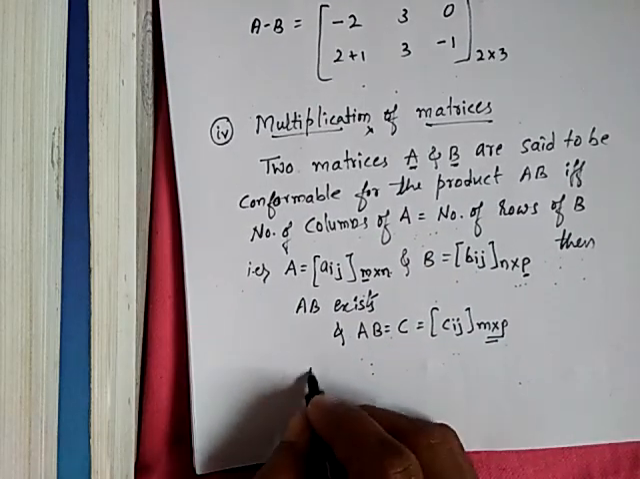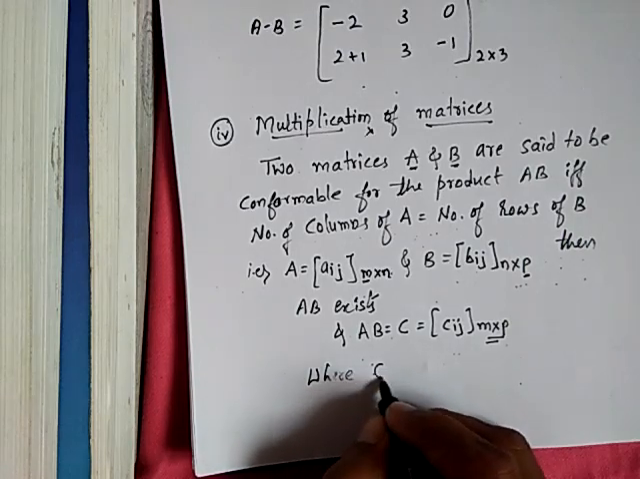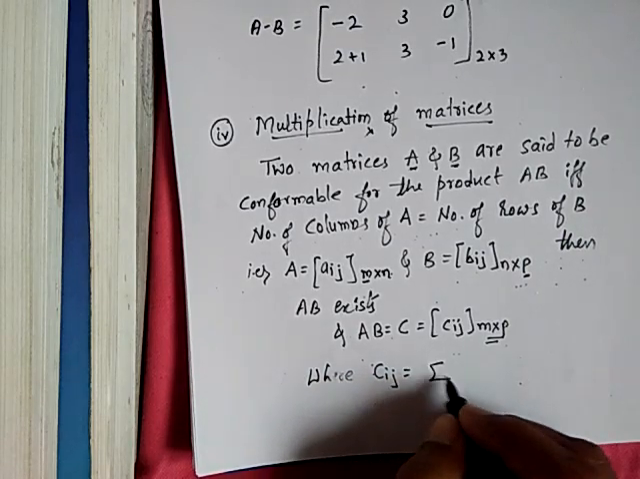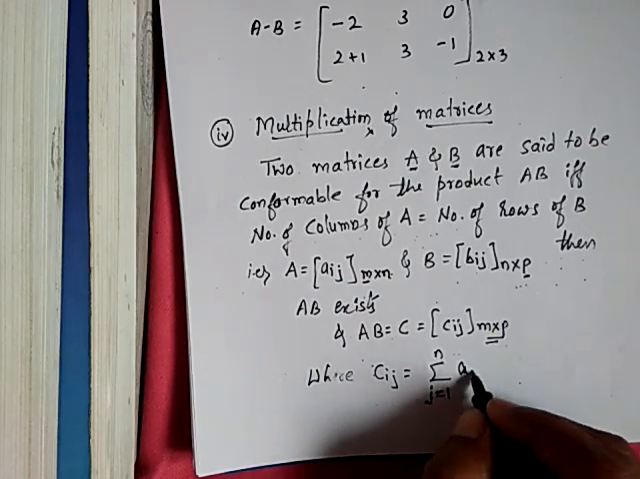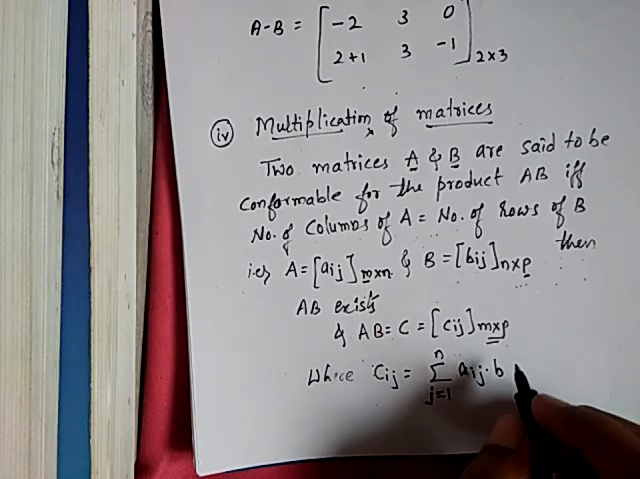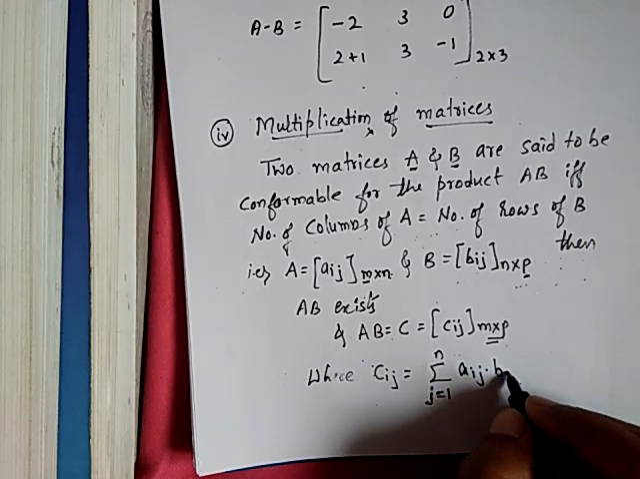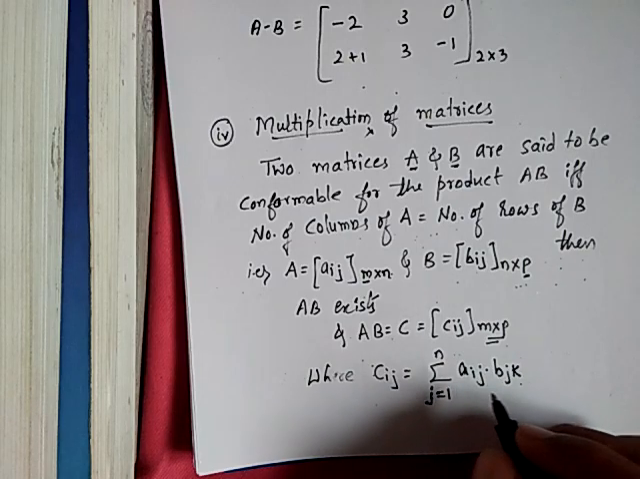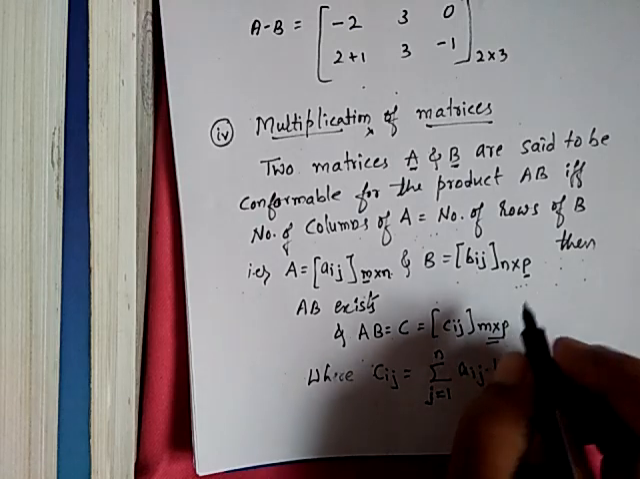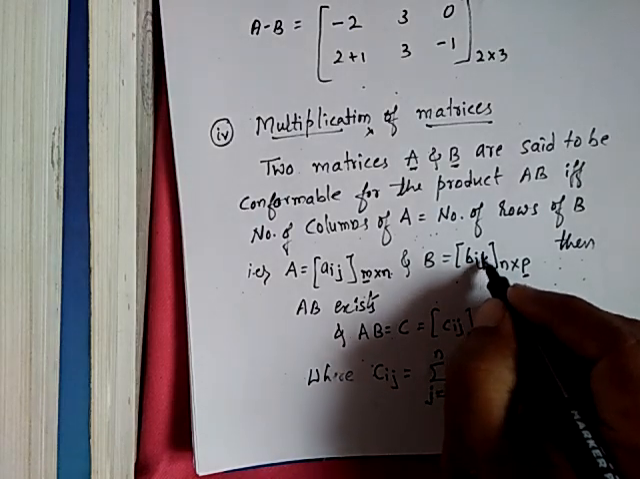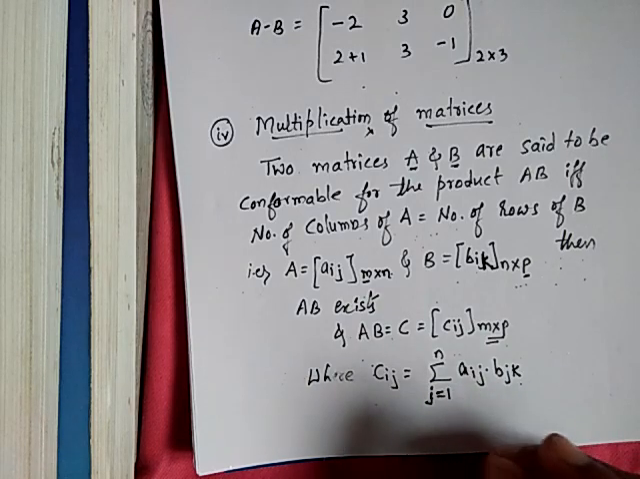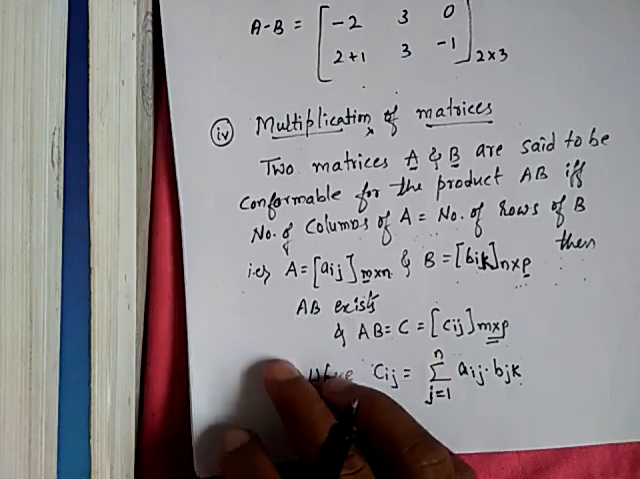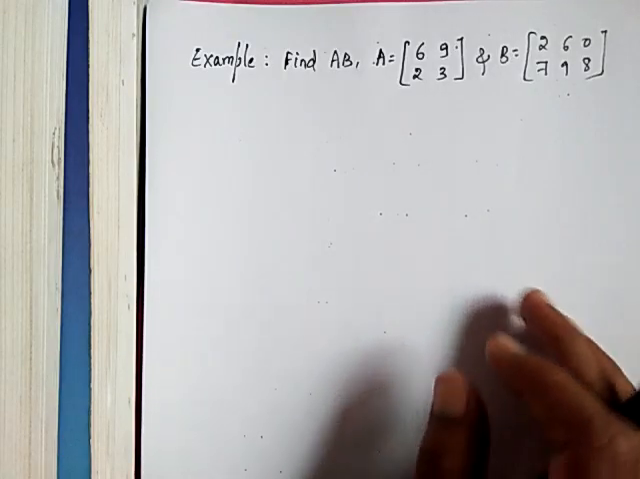So you can say here where Cij is equal to the summation, j equal to 1 to n, of aij into bjk. Okay, so like that you can go, so that you will get the idea. Here it will be k, instead of j here it is k, so this k you will get. So one example we will take, so that you will get the idea.